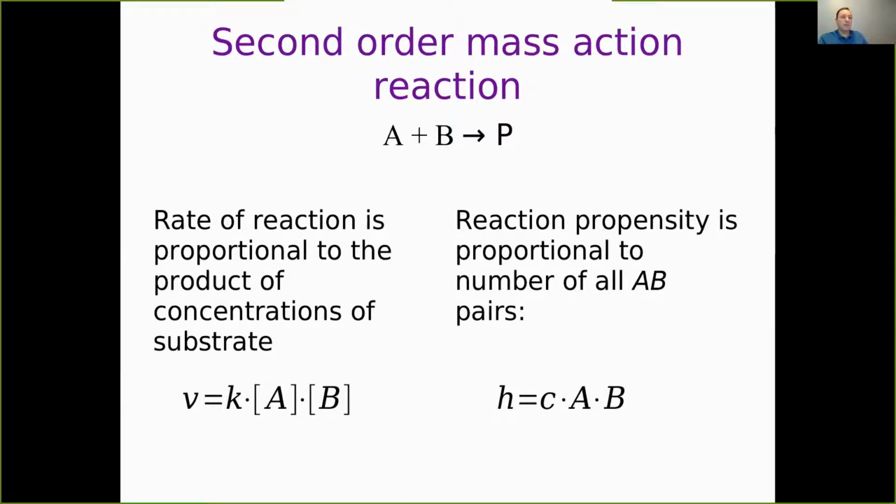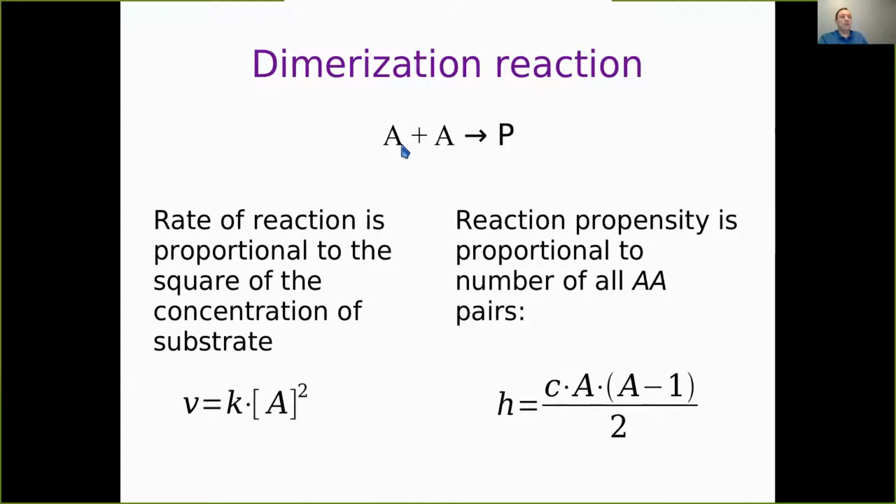Finally, there is a special case. This is also a second order reaction, now it's A plus A. So it's 2 molecules of A. And in normal chemical kinetics, you have K times A squared.